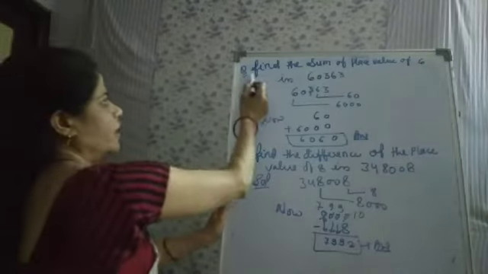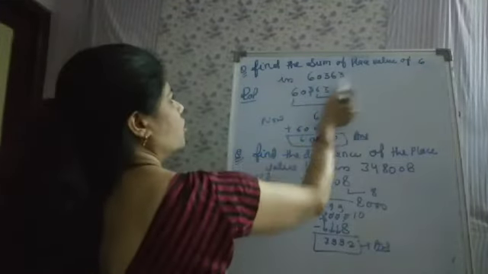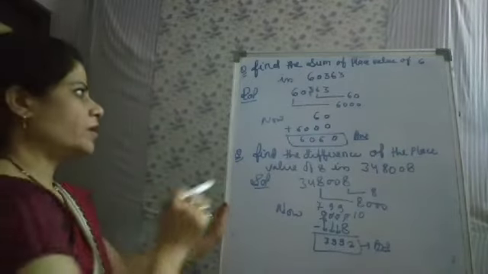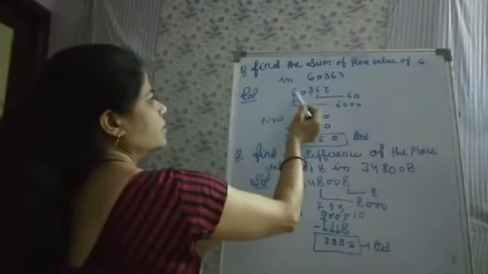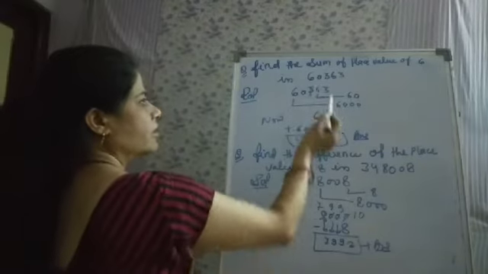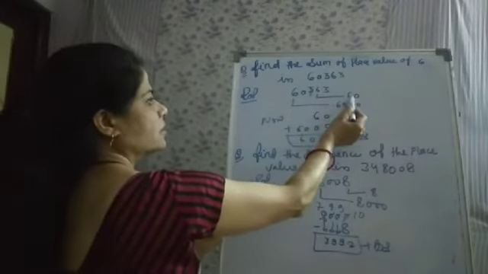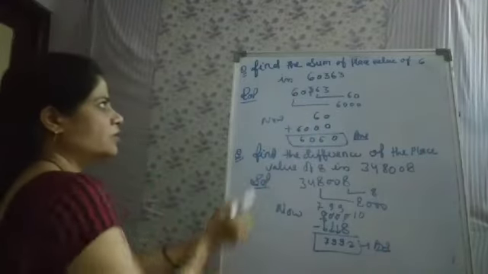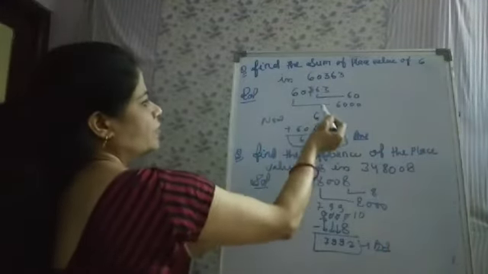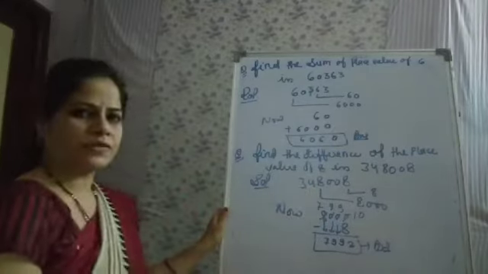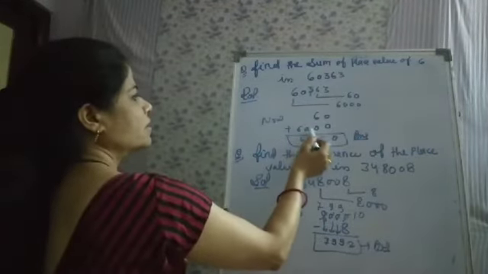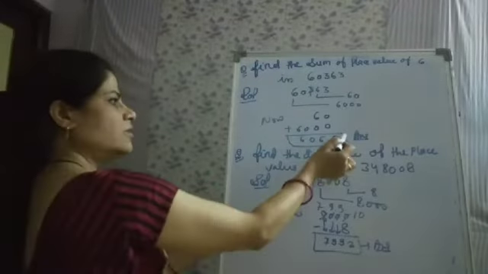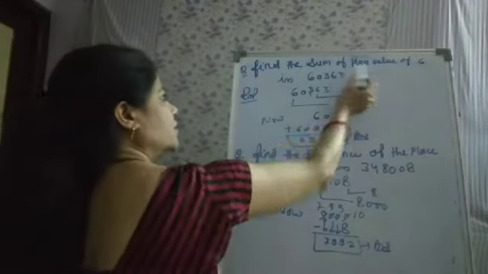Now we have to find the sum of the place values of 6 in 60,363. In 60,363, the place value of the first 6 is 60,000 and the place value of the next 6 is 6,000. Since you have to find the sum, we will add both place values of 6. 60 plus 6,000. What will you get? 6,060. This is the sum of the place values of 6 in 60,363.